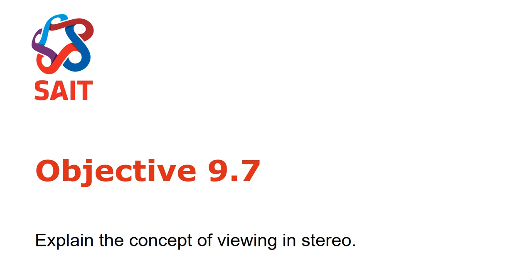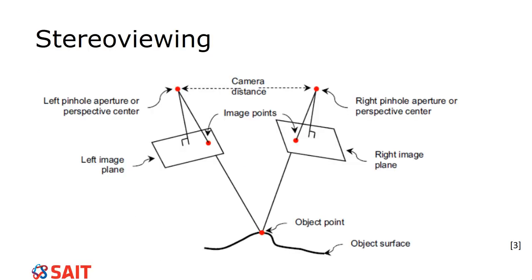So moving into the second last objective in Module 9 is the concept of viewing in stereo. So our eyes are stereo, right? We have two eyes that take in information from two different locations at two slightly different angles. Because of that, we are able to see in 3D.